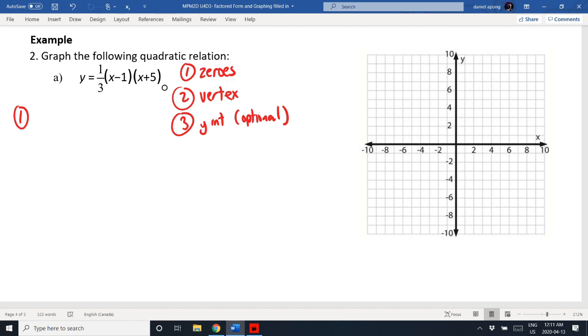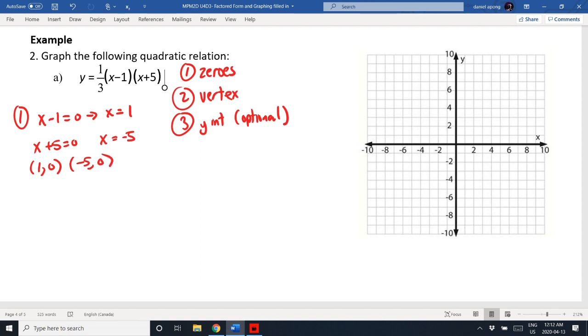We just have to look at our factor brackets. We have x minus 1 is equal to 0, and then x plus 5 is equal to 0. In both cases, if we move the number over, we get x is equal to 1, and our other value is x is equal to negative 5. So those are where our zeros are going to occur, when x is equal to 1 and x is equal to negative 5. We can write those down as coordinates here as well. So those are our coordinates.